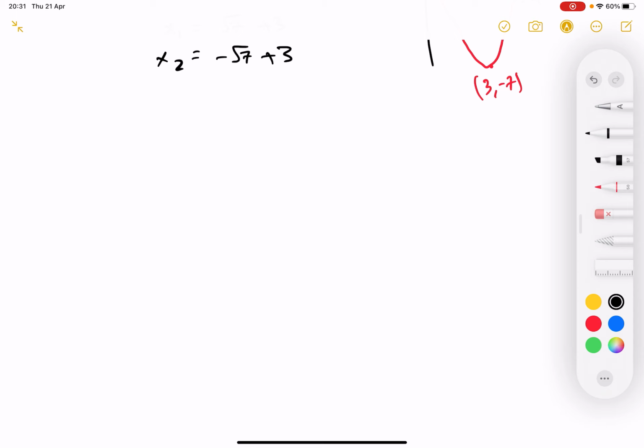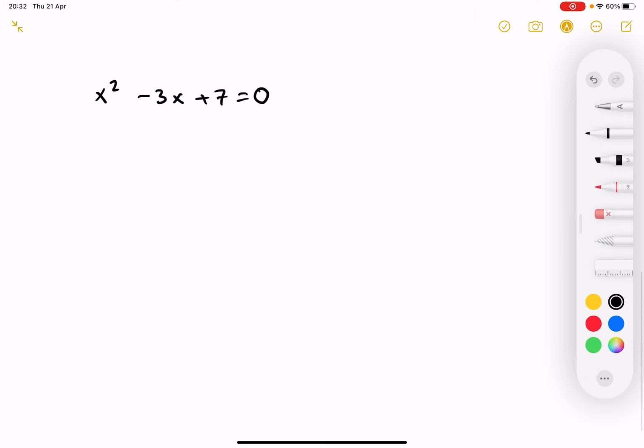This time, let me just bring up another one. This time I will write down the question, you can pause and have a go, and then we can go from there. So let's try this one. Let's have a go at x squared minus 3x plus 7 is equal to 0. So again, we want to complete the square. I'll go a bit quicker this time. We have brackets, we have x minus 3 over 2, because it's half of 3, squared, subtract this squared, plus 7 is equal to 0.